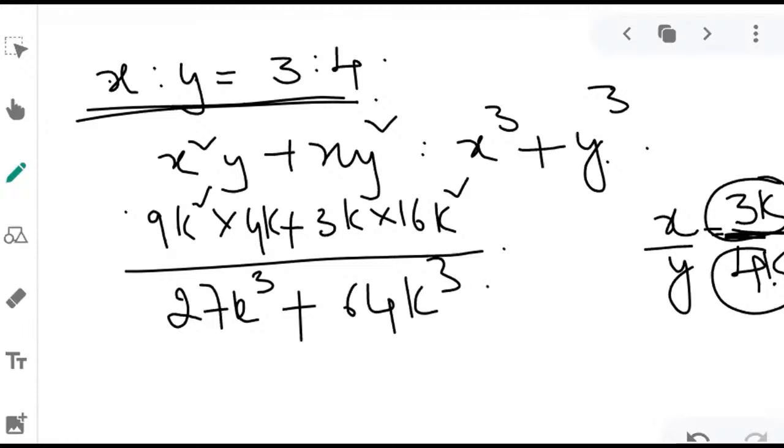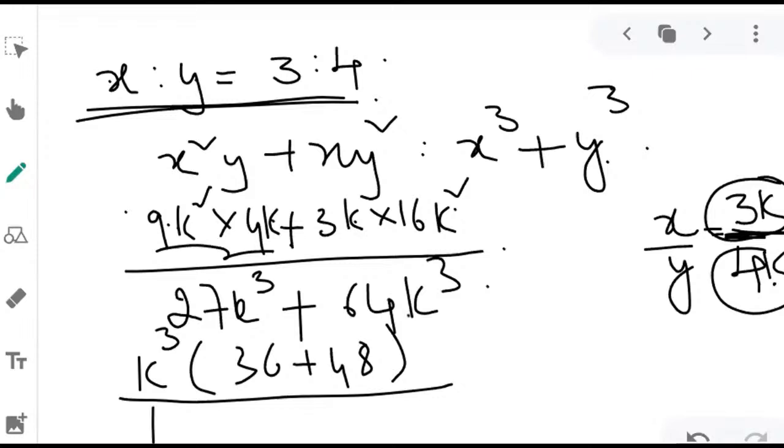What is common in both? k square into k is k cube. Here also k into k square is k cube. So take k cube common. 9 fours are 36 plus 16 threes are 48. Here also take k cube common. 27 plus 64. You can cancel off k cubes. Then tell me what is the ratio. 16 is to 13.